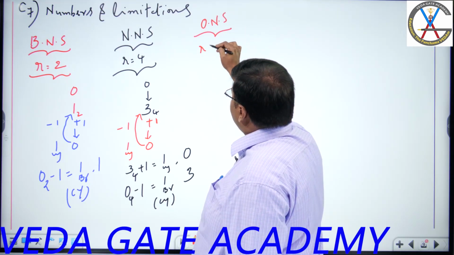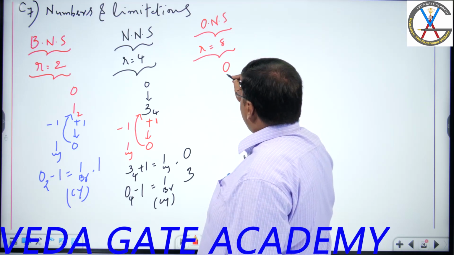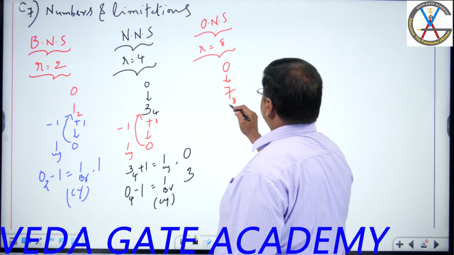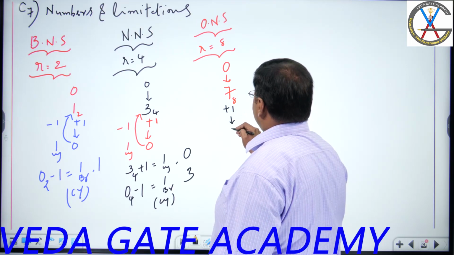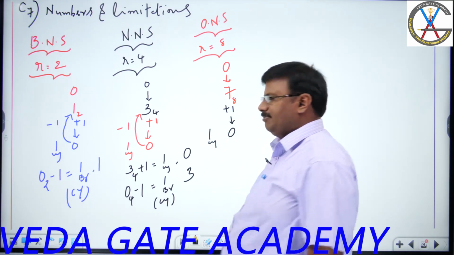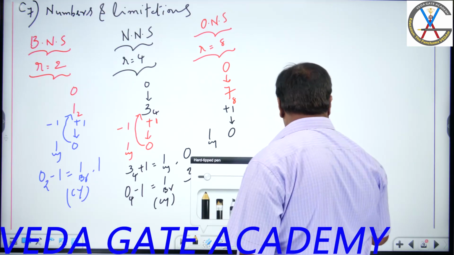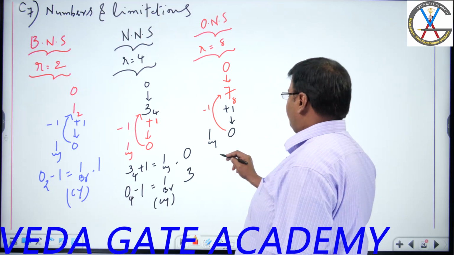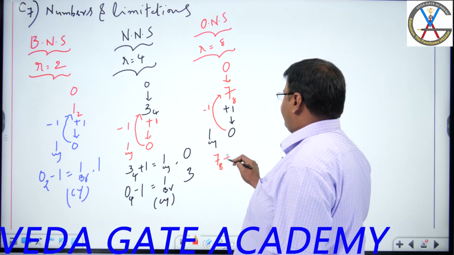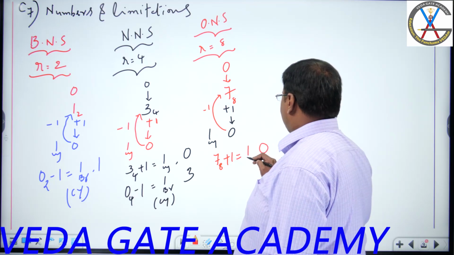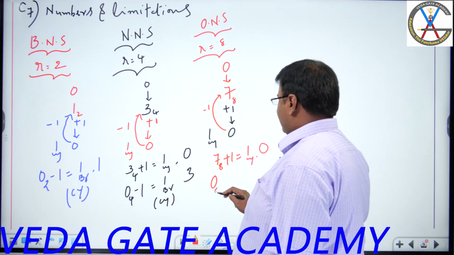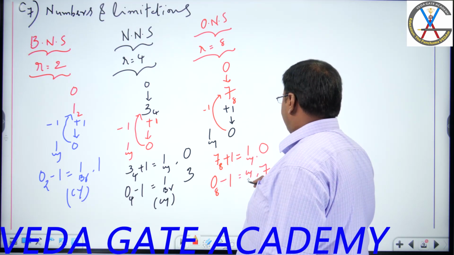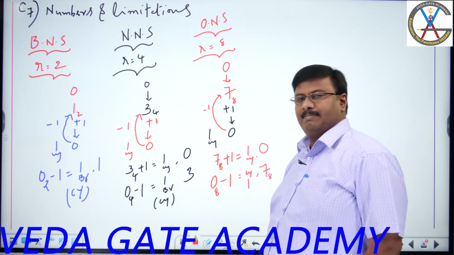ONS, radix equal to 8, 0 to 7 the numbers. And 7 after, plus 1 is 0 with carry 1, right? And what about 0 minus 1? Ultimately 7. So conclude, 7 base 8 plus 1 is equal to 0 with the carry 1. 0 base 8 minus 1 equal to 7 with the carry 1. So it is borrow, in fact, we'll call it as carry.